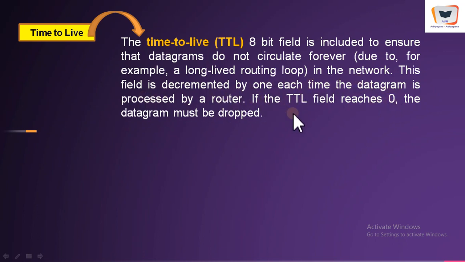This field is decremented by 1 each time the datagram is processed by a router. If the TTL field reaches 0, the datagram must be dropped. That means if it is stuck in a loop, let us say, the integer number indicated in this particular field, which happens to be the number of routers along the way, will be decremented by 1 at every node in the cycle.